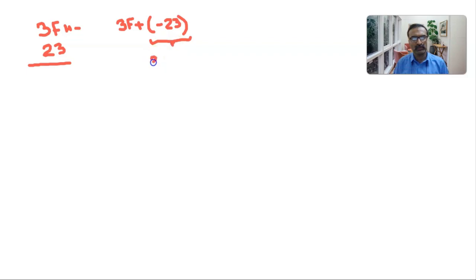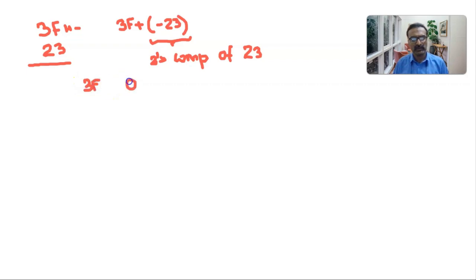Let us do an example. Let us do the subtraction of 3F and 23. So when we have to do 3F minus 23, what will we do? 3F plus minus 23. That means we will take the 2's complement of 23.